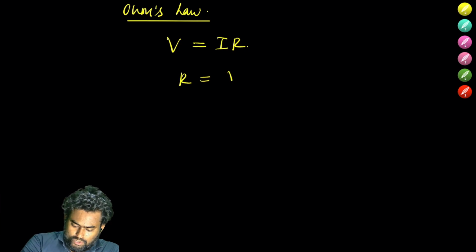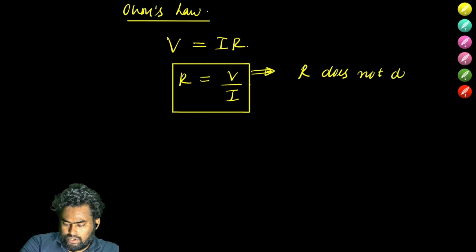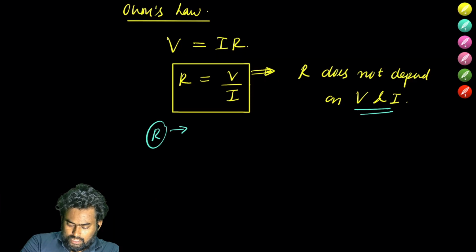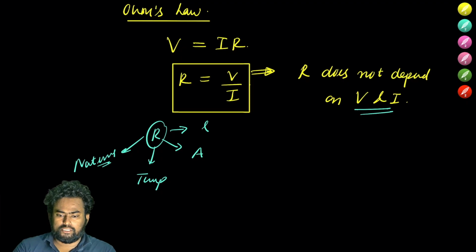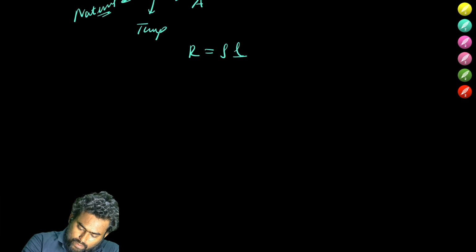So resistance will be equal to V by I. Here the resistance formula is given as V by I, but R does not depend on voltage and current. Resistance does not depend on the external factors of voltage and current. So on what factors does it depend? It depends on length, area, temperature, and the nature of the material. So it depends on 4 parameters. So the resistance formula comes out to be rho L by A.